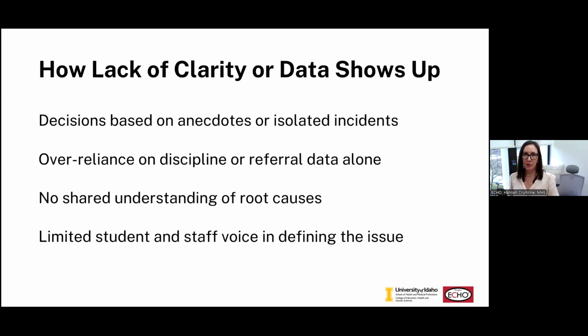So lack of clarity around your problem or lack of data might show up as decisions based on anecdotes or individual incidents. You might be over-relying on your discipline and referral data. There's probably not a shared understanding of the root cause. And remember, upstream prevention is understanding that root cause and getting ahead of it so it doesn't happen in the first place or snowball into a crisis. And then we might see limited student or staff voice in identifying the problem.